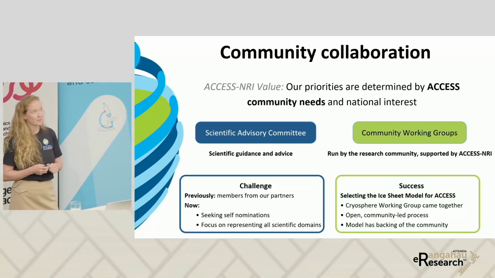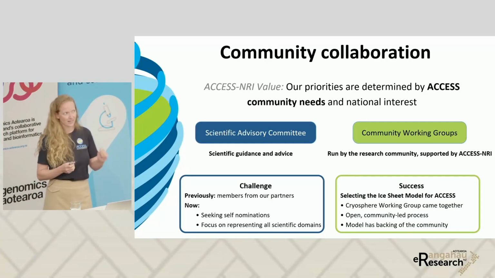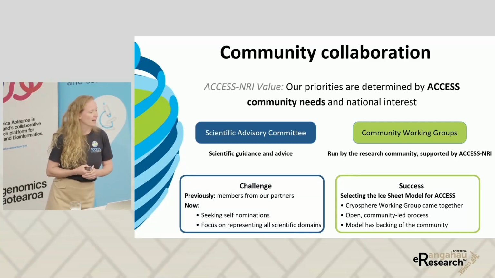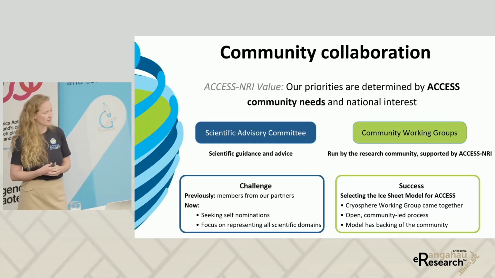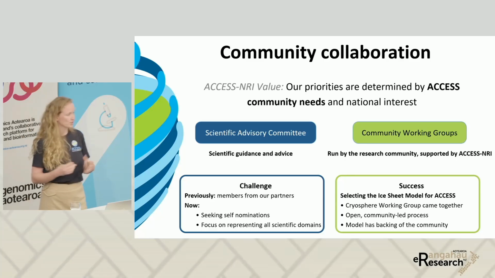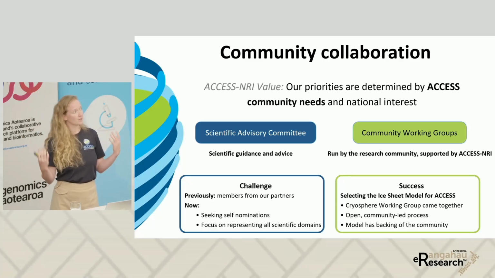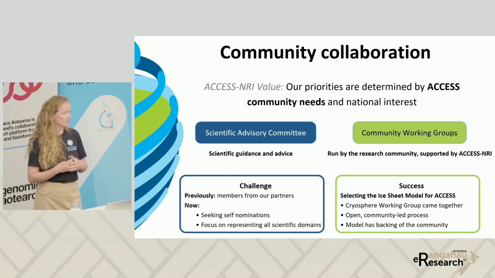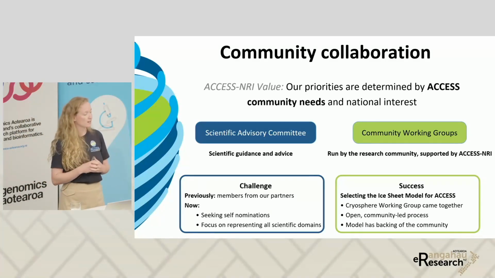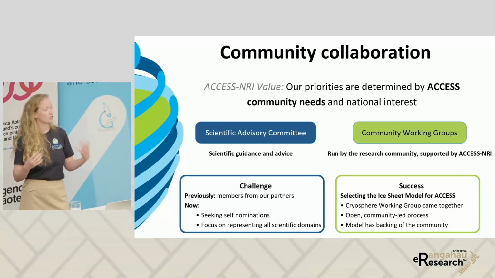One very specific example is around selecting our ice sheet model for the ACCESS models. Previously, there was no ice sheet model incorporated in our broader ACCESS model framework. But the cryosphere working group really took the lead and said, yep, we're going to choose this as a community. And they led an open discussion. They met over several weeks and months, did some research about all the different models that exist around the globe. And they ended up choosing a model after all of these discussions. And most of the community is really backing that model and adopting it.